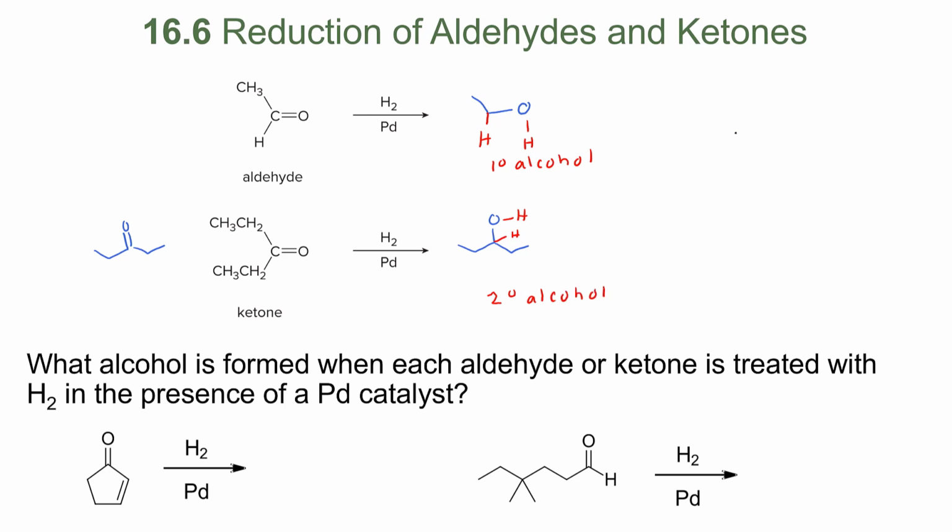So before, when we did this reaction with alkenes, we added H2 palladium. That added H's across the double bond, which is exactly the same thing we're doing here, except one of our double bond atoms is an oxygen instead of a carbon.